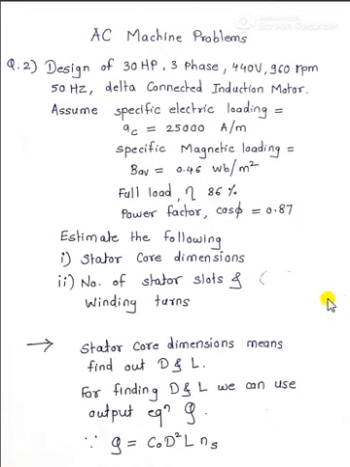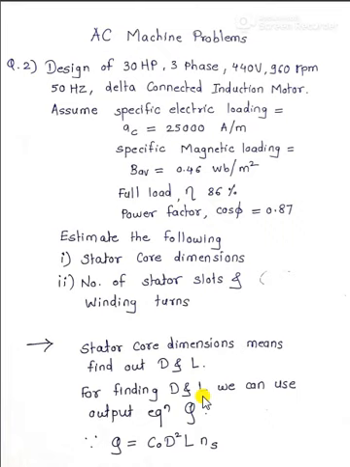Full load efficiency is given as 86%. Power factor cos phi is given as 0.87. And the question is to estimate the following. Number 1 is stator core dimension, and number 2 is number of stator slots and winding turns. So we have to find out the stator core dimension, which means we have to find the diameter and the length.